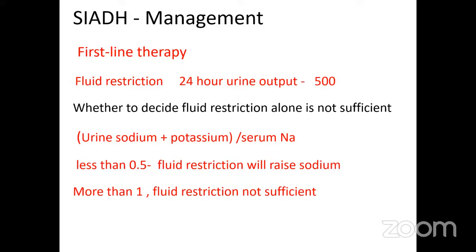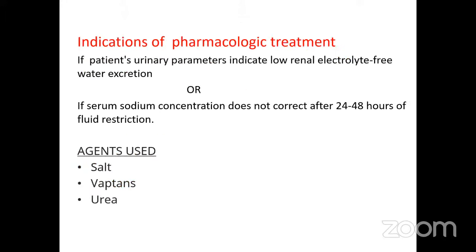How will you decide whether fluid restriction alone is sufficient? You should measure urine sodium and urine potassium. You have measured all this along with the urine osmolality. That should be divided by the corresponding serum sodium. If the urine sodium plus potassium divided by serum sodium is less than 0.5, that means if you restrict fluid alone, that will bring back the sodium to normal. If it is more than 1, that means fluid restriction is not sufficient.